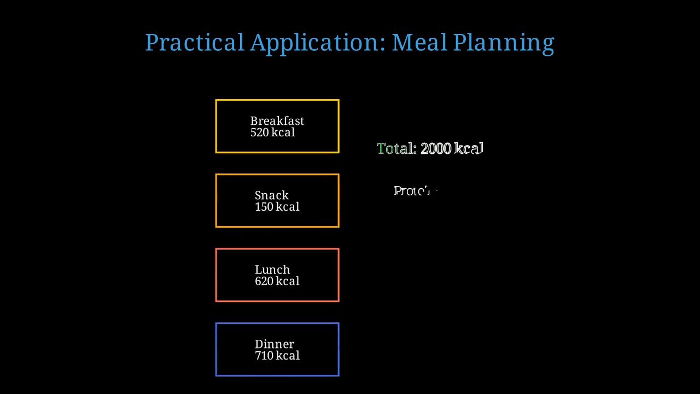Now let's discuss how this AI optimization can be applied to practical meal planning for a full day. The AI can plan an entire day hitting specific macronutrient targets. For a 2,000 kilocalorie day with high protein, we might have 520 kilocalories at breakfast, 150 for a snack, 620 at lunch, and 710 at dinner. This provides 150 grams of protein, 200 grams of carbohydrates, 70 grams of fat, and 45 grams of fiber.